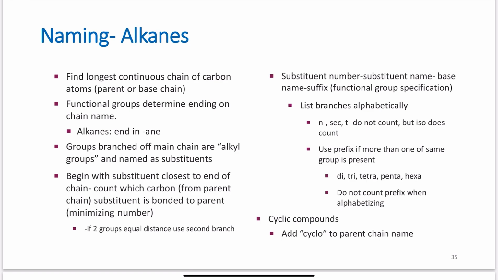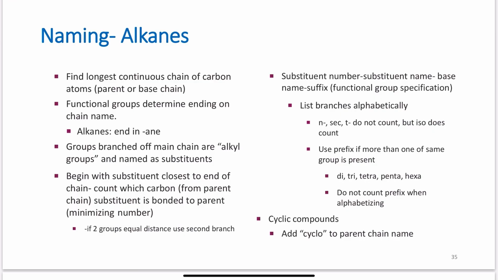So for alkanes, find the longest continuous chain of carbon atoms. This is your parent or base chain. Functional groups determine the ending of the chain name. So alkanes end in the word ane. Groups that are branched off the main chain are called alkyl groups and are named as your substituents.